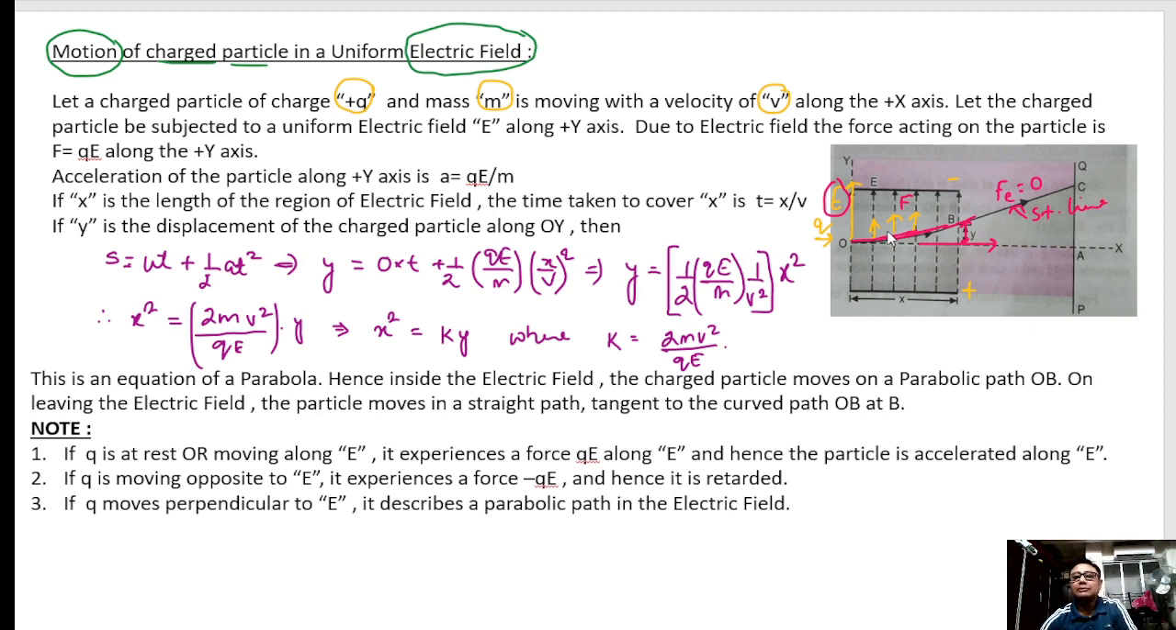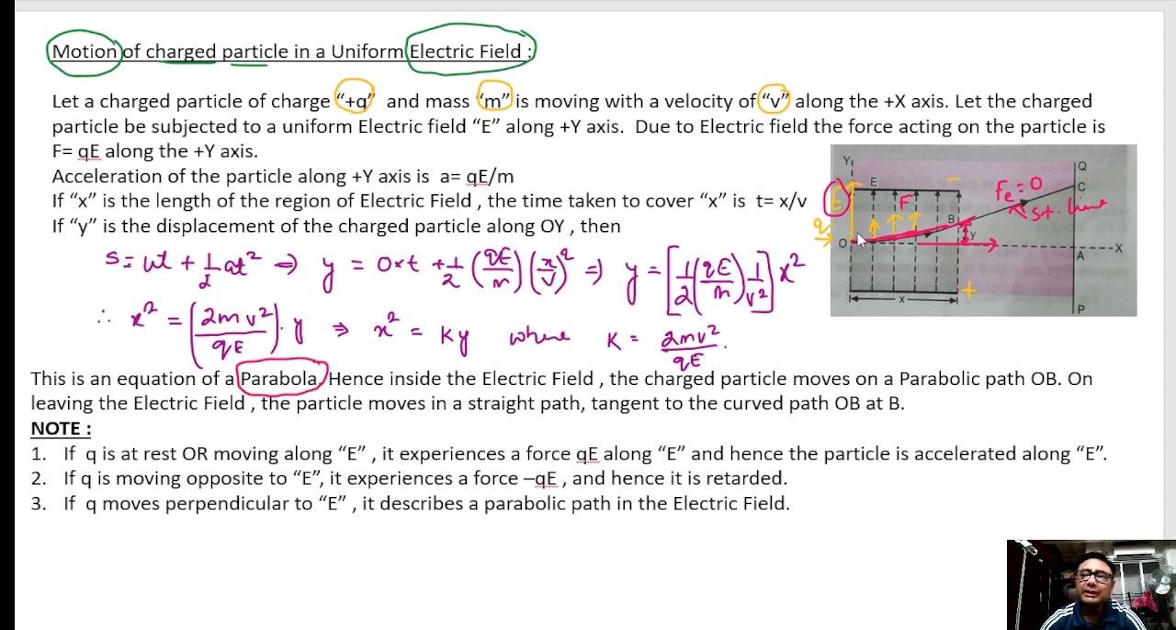As long as the particle is within the electric field, it will experience a force due to which the particle's path will change like this. What type of path is it? It is a parabolic path. So let's study here how it happens.